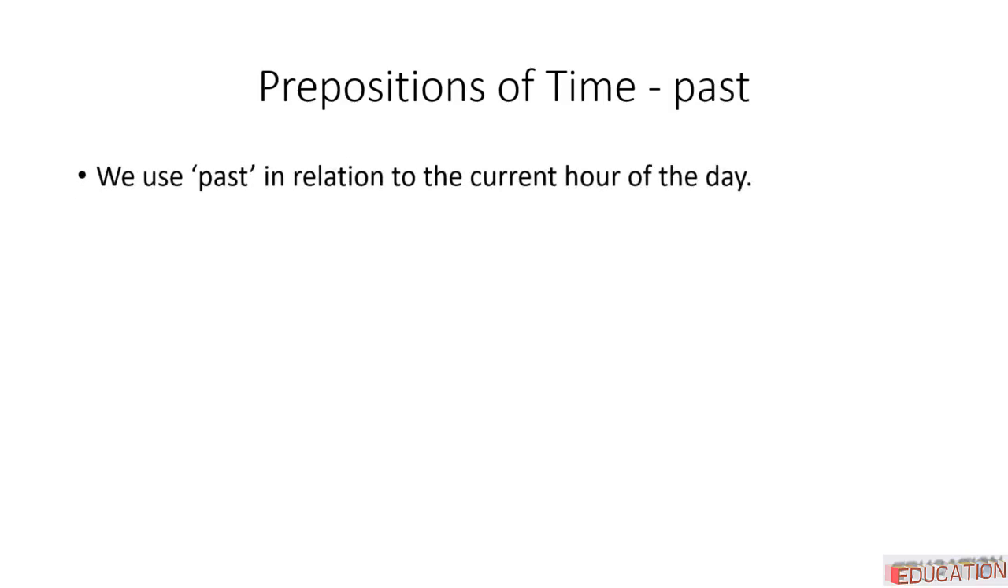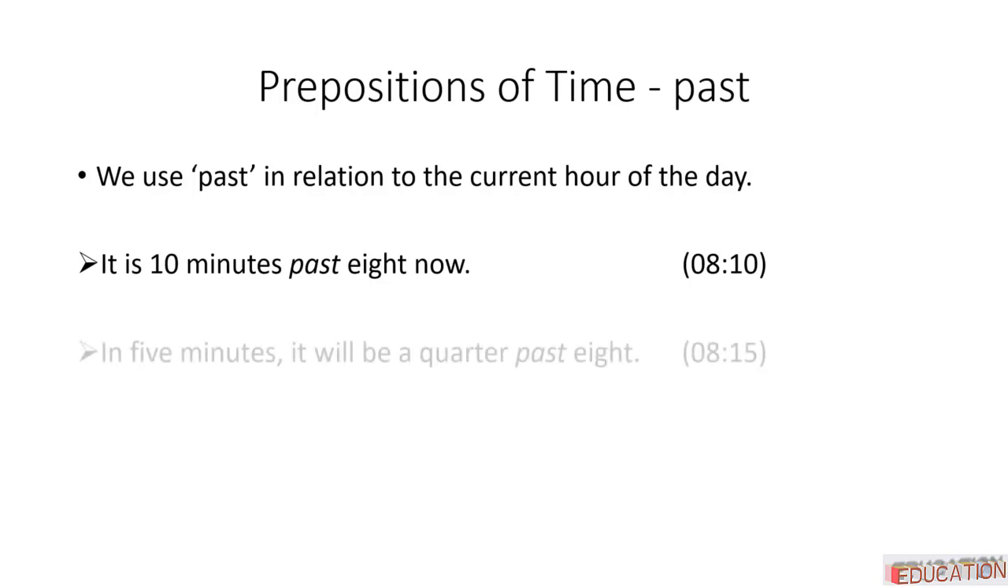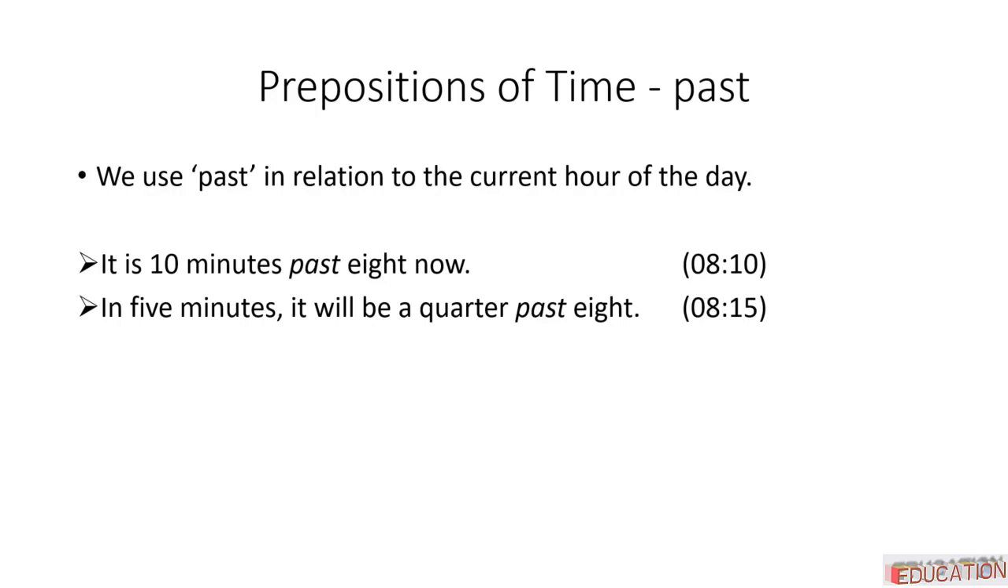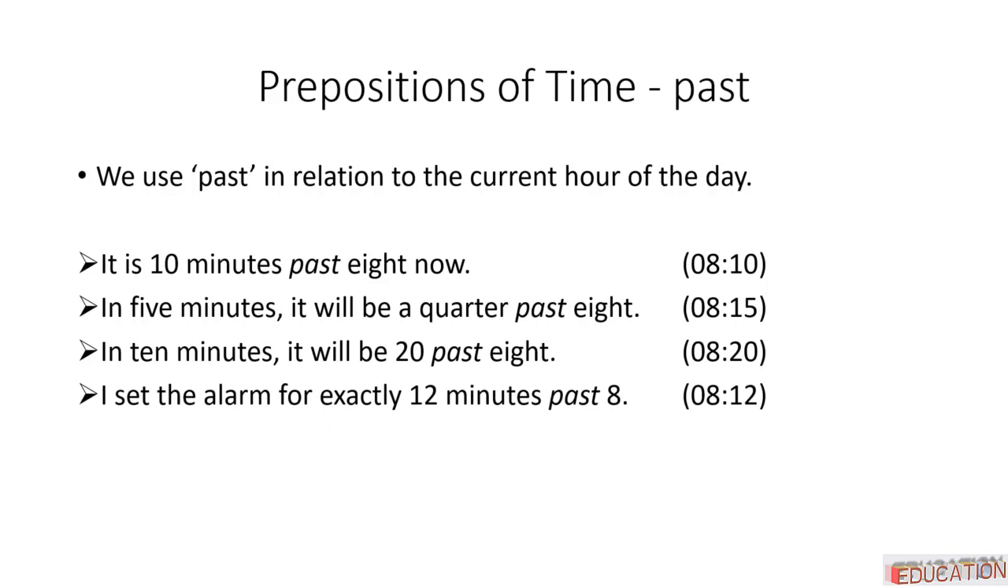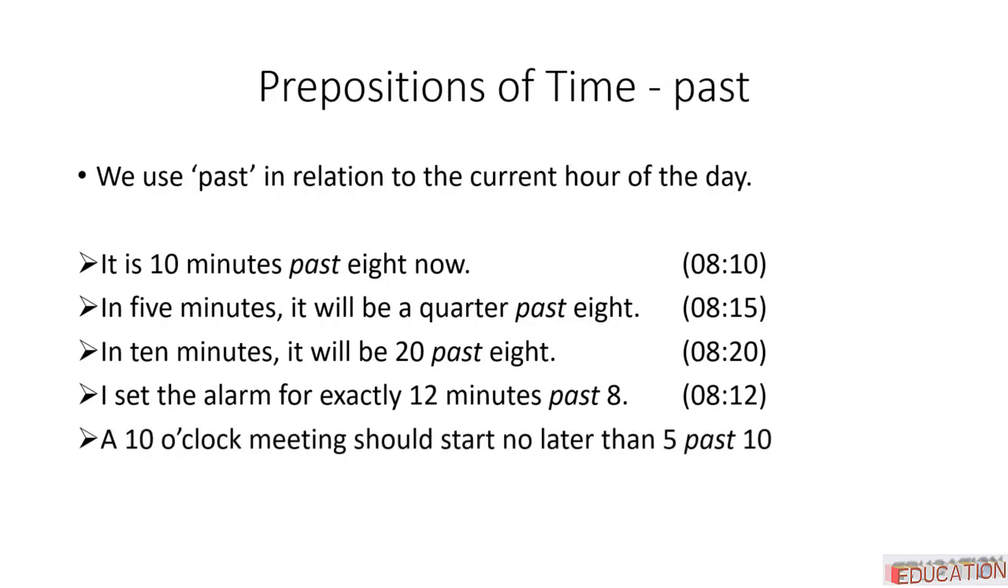And conversely, we use past when we're talking about how many minutes or how long has expired since the last full hour of the day. So it is 10 minutes past 8 now, or 8:10. In 5 minutes, it will be 8:15, at 8:15. In 10 minutes, it will be 20 past 8, or 8:20. I set the alarm for exactly 12 minutes past 8. It is 8:12. A 10 o'clock meeting should start no later than 5 past 10.